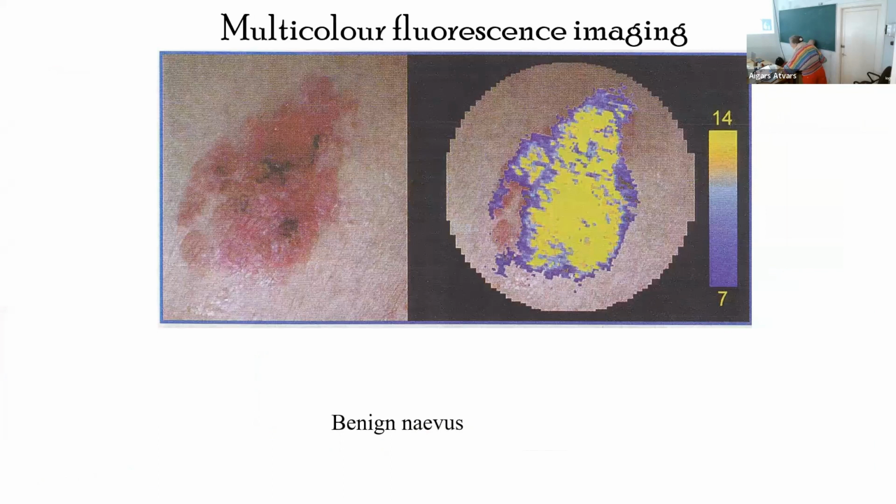Another example of multicolor fluorescence imaging, a skin tumor here, and we have the good overlap here with the fluorescence signal. But you see, this little thing there doesn't show up. And the reason for that is that this is only a benign black or brown spot. So this again shows how selective this can be.